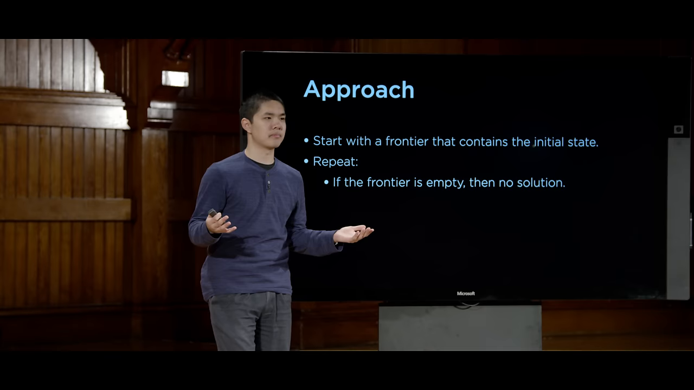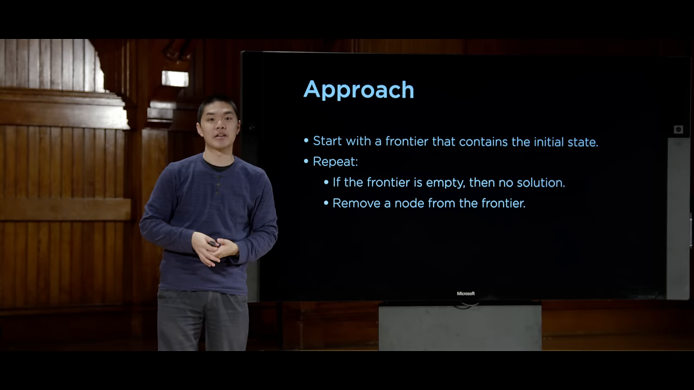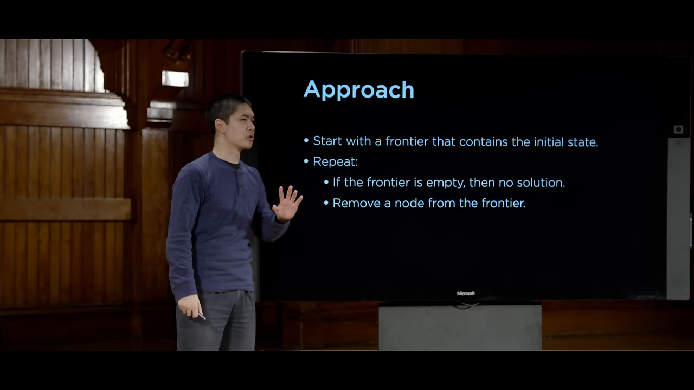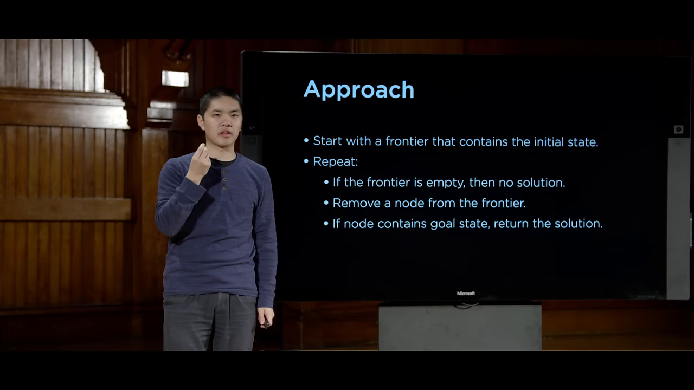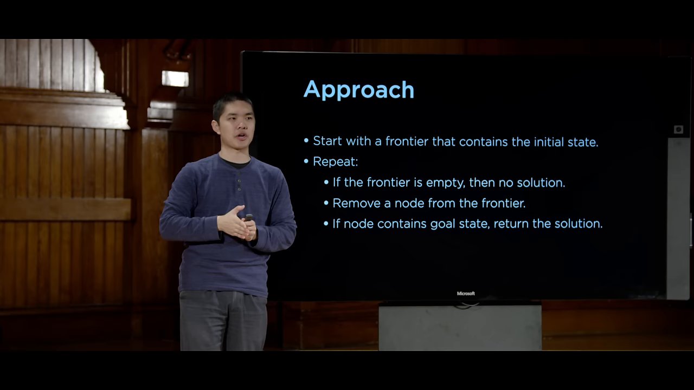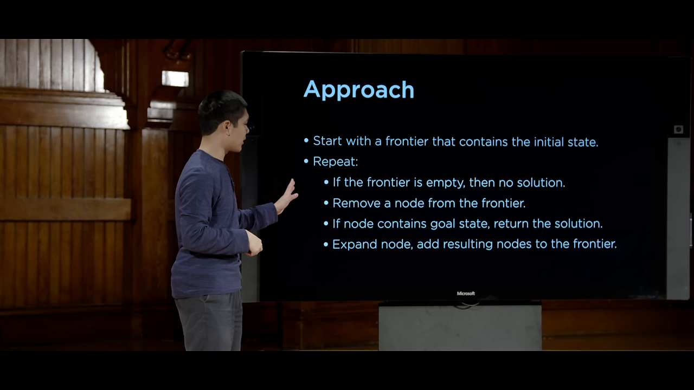Otherwise, what we'll do is we'll remove a node from the frontier. So right now, at the beginning, the frontier just contains one node representing the initial state. But over time, the frontier might grow. It might contain multiple states. And so here, we're just going to remove a single node from that frontier. If that node happens to be a goal, then we found a solution. So we remove a node from the frontier and ask ourselves, is this the goal? And we do that by applying the goal test that we talked about earlier, asking if we're at the destination, or asking if all the numbers of the 15 puzzle happen to be in order. So if the node contains the goal, we found a solution. Great, we're done.